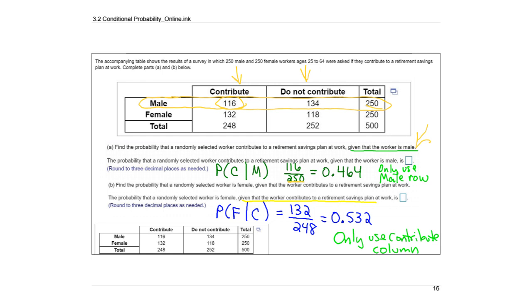The next one is the probability that a randomly selected worker is female, given that the worker contributes to the retirement savings plan. So remember, you have to start with the given that. So the given that the worker contributes tells me that I only want this column. I don't care about the rest of the data. I only care about that first column. That means that my total on the bottom is going to be 248. And I want to know the female. So I'm going to grab the 132 over 248 here and put that in my calculator, and I get 0.532.